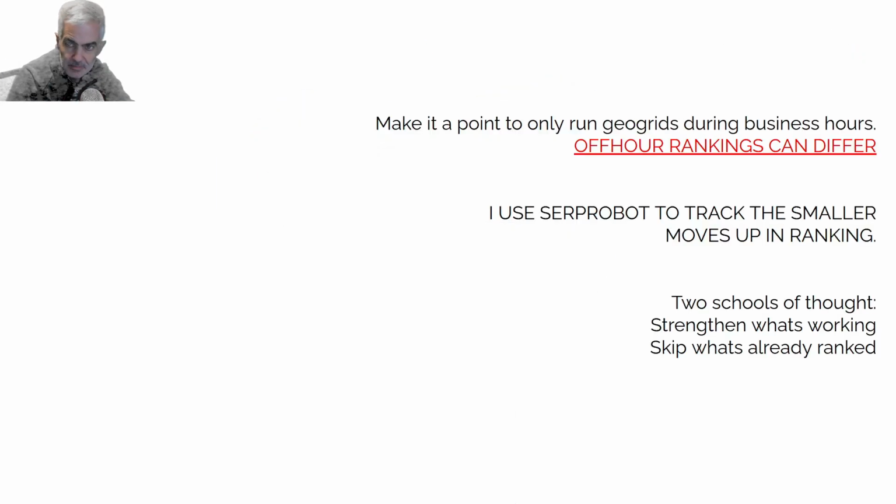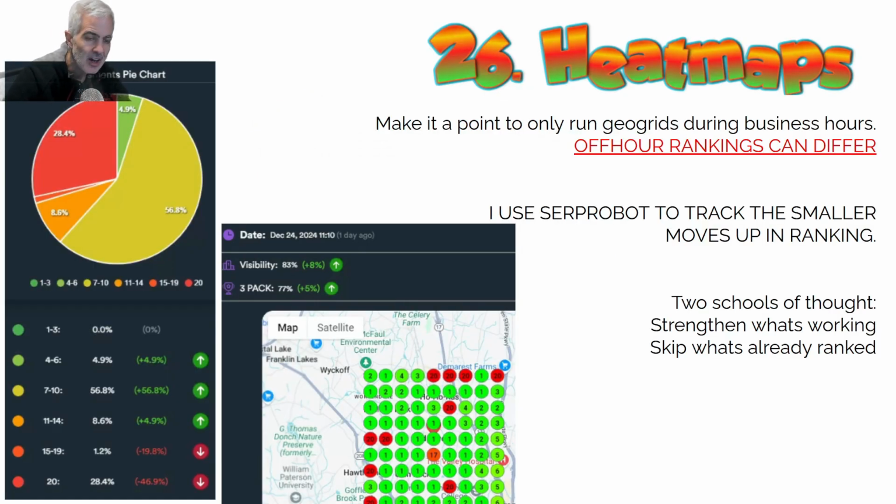That's important. Next, heat maps. These two, by the way, are 2 cool features inside the compare heat maps. Okay? Next, make it a point to only check geogrids during business hours. Off-hour rankings can differ. I use SERP Robot to check the smaller moves up in ranking. 2 schools of thought would be to strengthen what's working or skip what's already ranked.